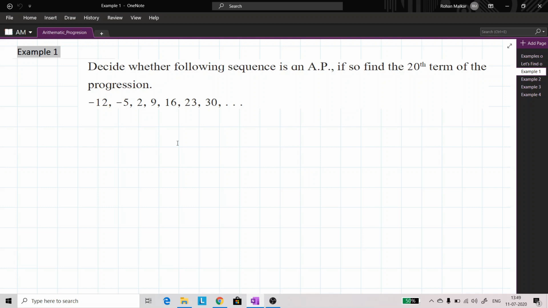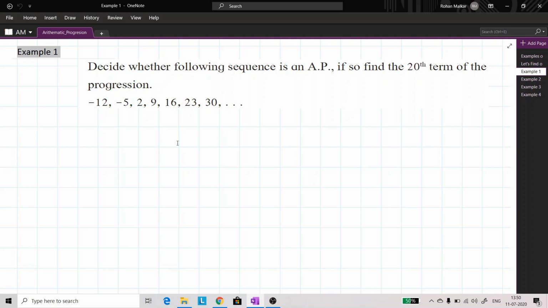In the previous video session, we learned about the formula to find the nth term in an AP series. We also learned what an AP series is. So in this video, we are going to solve some sums regarding arithmetic progression.